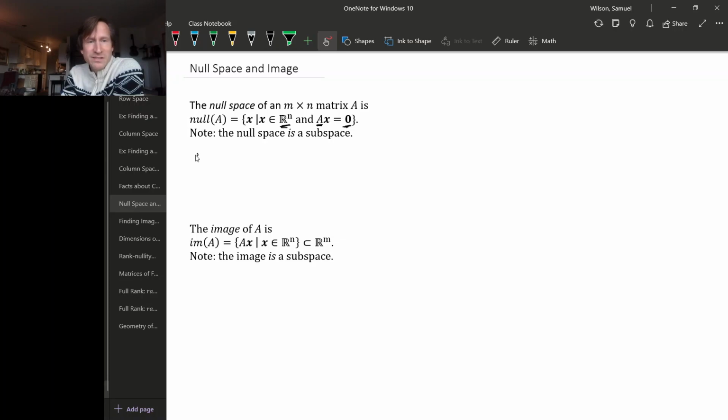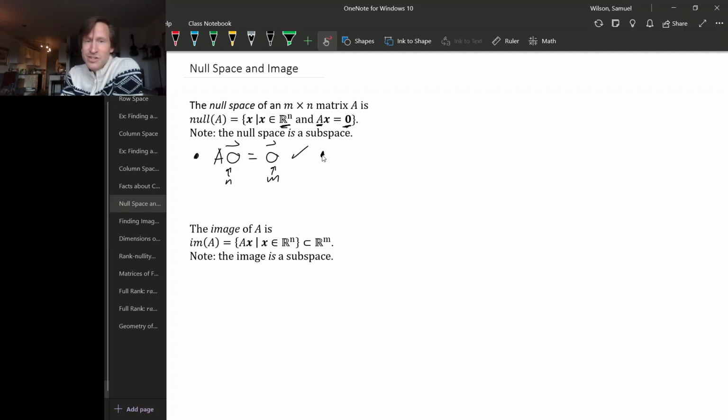Remember, we have three things to check. First, we need to check that 0 is in this collection of vectors. So if we have a matrix A and we multiply by the 0 vector, do we get the 0 vector? Well, yes, clearly. These 0 vectors might have different numbers of entries, right? The 0 vector on this side is going to have n entries, and the 0 vector on the right is going to have m entries. But when you do matrix multiplication, if you started with zeros, you're going to get all zeros. So 0 is in this null space.